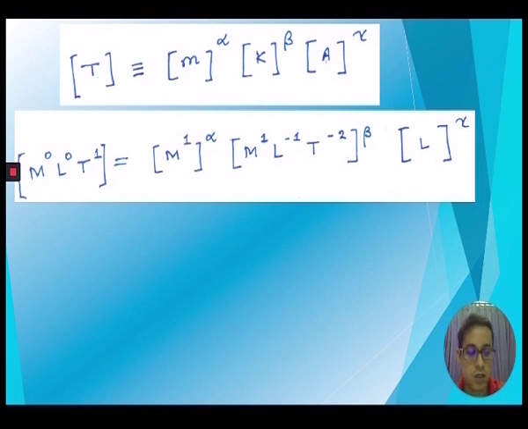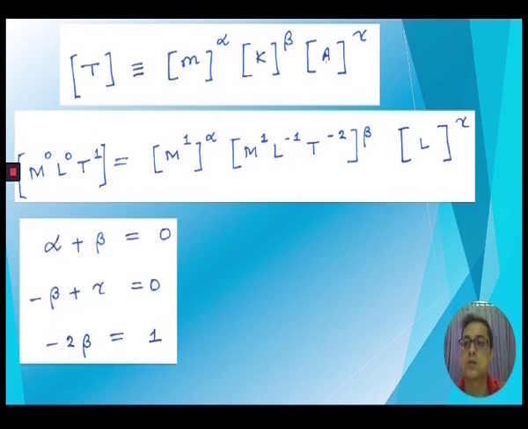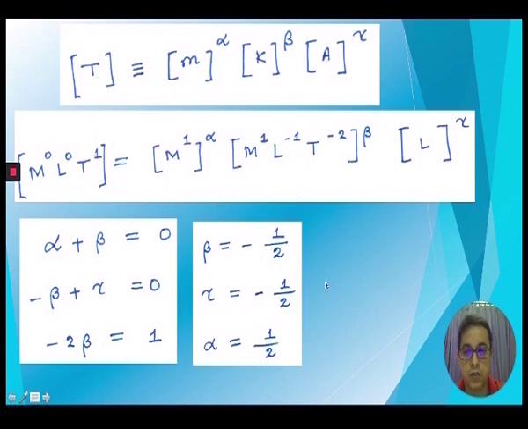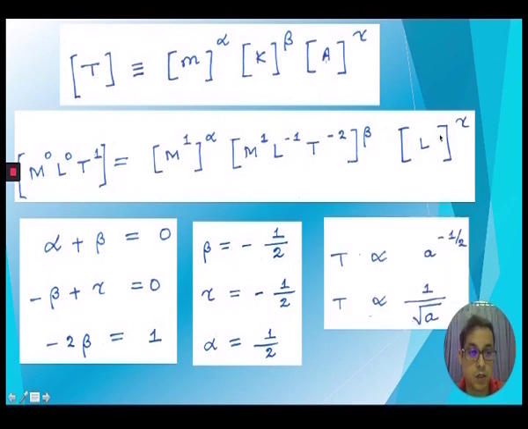So now you just equate both sides, you are going to get three sets of equations. You have to solve it immediately. You can see that beta is equal to minus half and like this. You are basically bothered about the amplitude part, because what is asked in the question is how the time period is related to the amplitude. So you had better worry about the value of gamma. If you find out gamma, it would turn out to be minus half. So L to the power minus half. So if amplitude is A, then the time period is proportional to A to the power minus half.